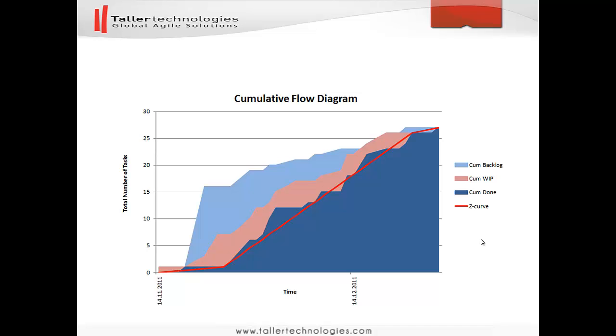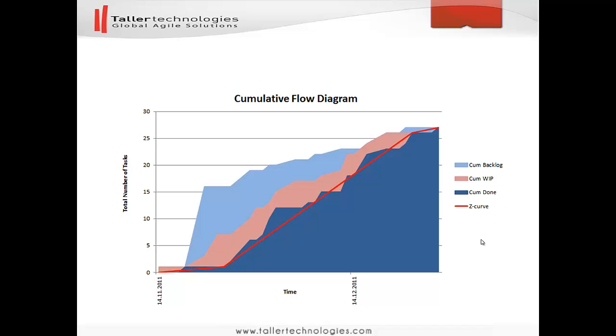On the x-axis, we have the project time measured in days. On the y-axis, we have the number of work items delivered each day. So the cumulative backlog, cumulative work in process, and cumulative done work items are visualized on this diagram. We will be using the data behind this diagram in order to predict delivery date for future projects.